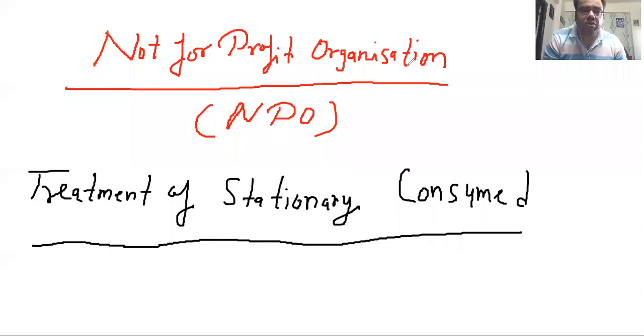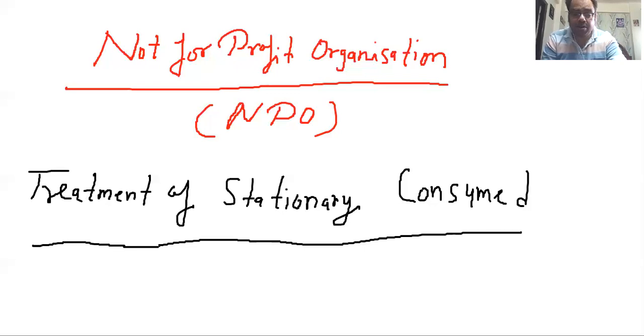Hello students. Today we are going to discuss some very crucial treatment of stationery consumed under the chapter Not for Profit Organization. This is a very crucial topic because every year a question from this segment comes for 3 to 4 marks, and in the current CBSE board exam the question related to treatment of stationery consumed was of 4 marks. So see, with the help of examples, how I'm going to help you in that.